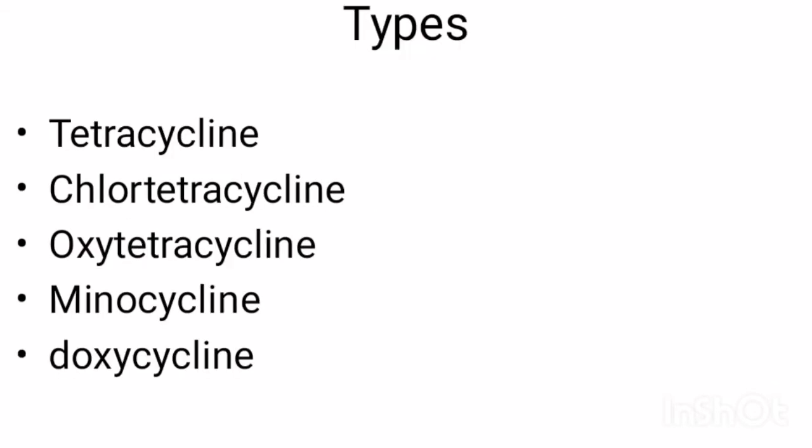There are different types of tetracyclines: tetracycline, doxycycline, minocycline, oxytetracycline, chlortetracycline.